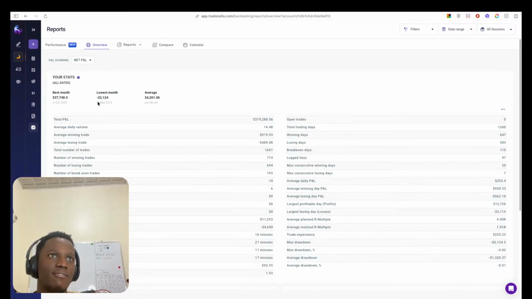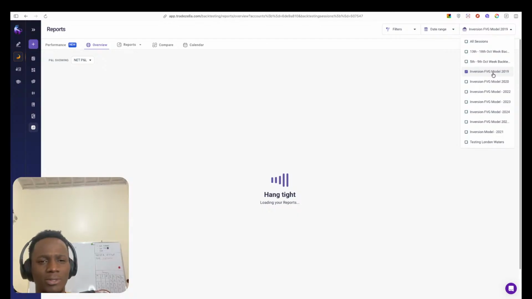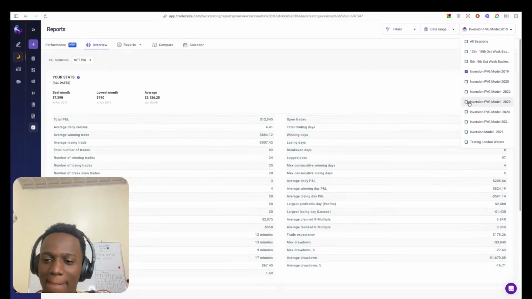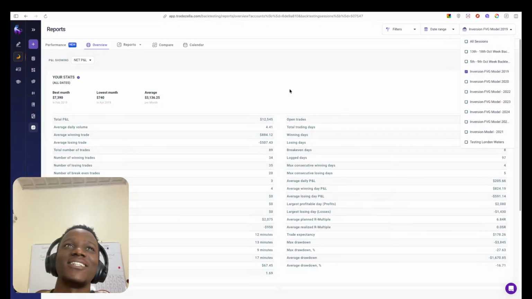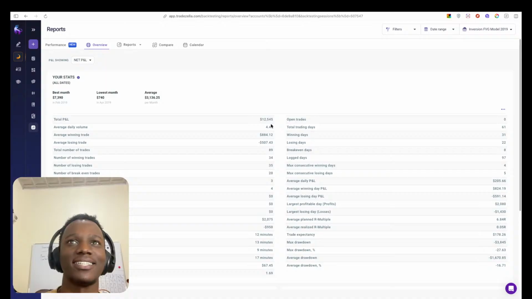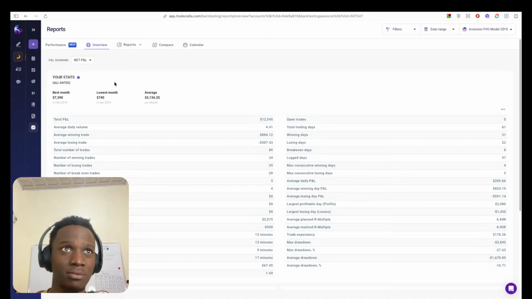Now we have May, lowest month. Wait, nah, I want to see inversion model 2019. Why was I about to say 2029? Bang, Thanos. It's a bang for sure. Anyways, you can see that lowest month was April. April lost way too much. I think we're in May now.